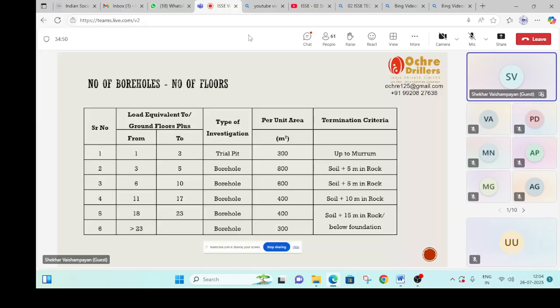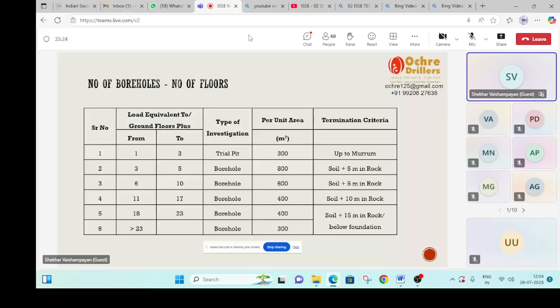Supposing the building is up to 3 to 5 floors, then you resort to boreholes. One borehole for 800 meter square will do very well. But remember our condition of minimum 2 boreholes. Here, soil overburden plus 5 meters in the rock is the criteria. Increase the number of floors from 5 to 10, and you'll find that you can increase the spacing per unit area to 600 meter square. Reduce from 800, we have brought it closer to 600. So soil plus 5 meters, same criteria.